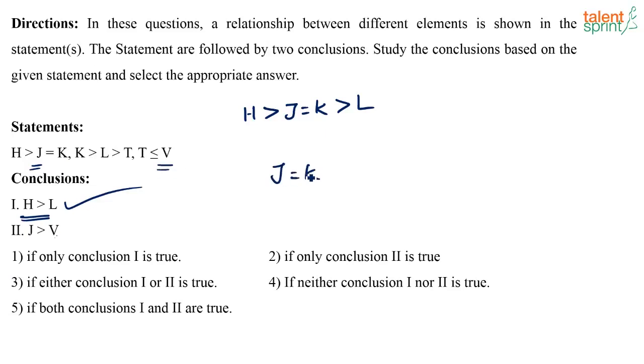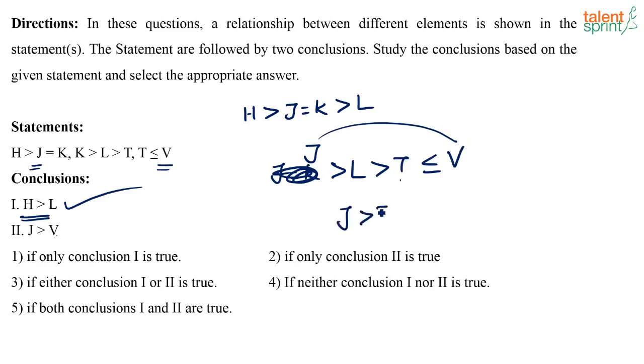See, I know J is equal to K, K is greater than L, L is greater than T, and T is less than or equal to V. J is equal to K, so I can just say J is greater than L, greater than T, less than or equal to V. So basically I am unable to find out the relationship between J and V. What I can say is J is greater than T, and T is less than or equal to V. But can I say what the relationship between J and V is? I cannot. So I cannot say for sure that J is greater than V. So this conclusion does not follow. So what is the answer here? Only conclusion 1 is true, that is option 1.